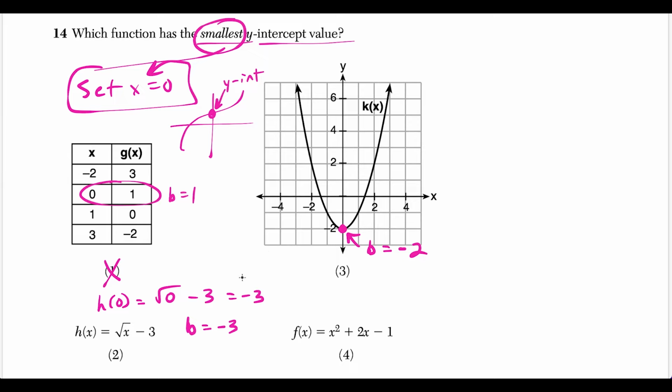But minus 2 is not less than minus 3, so we could eliminate choice 3. And now for the last one here, when we plug in 0, we're going to have 0 squared plus 2 times 0 minus 1. And this is going to work out to minus 1. So our y-intercept is negative 1, which is not less than negative 3. So we cross off choice 4. Choice 2 is definitely our answer.